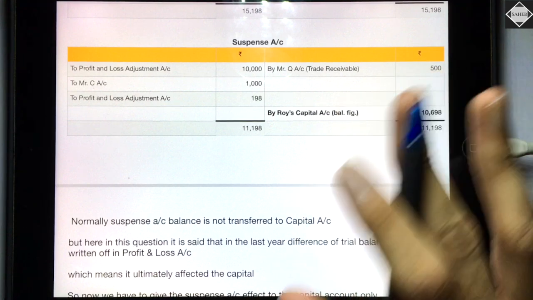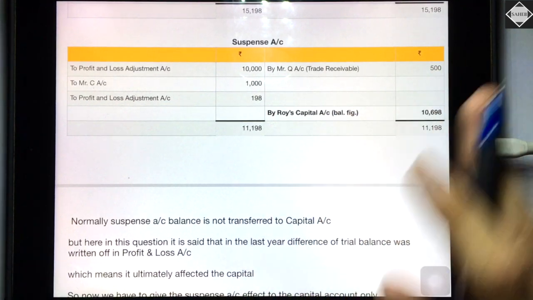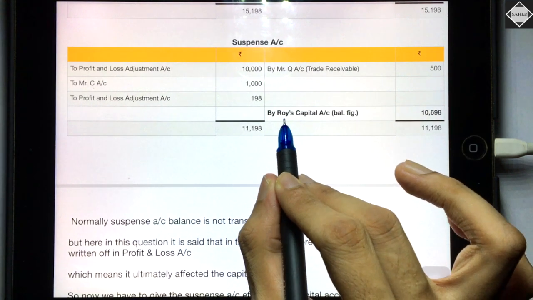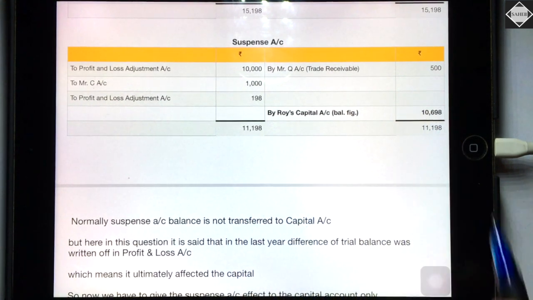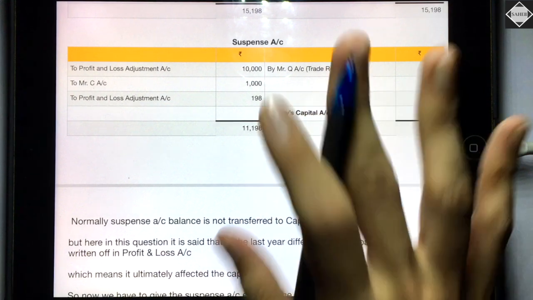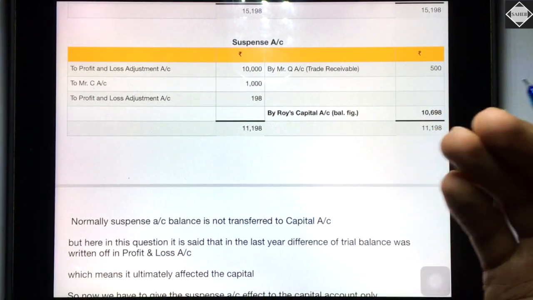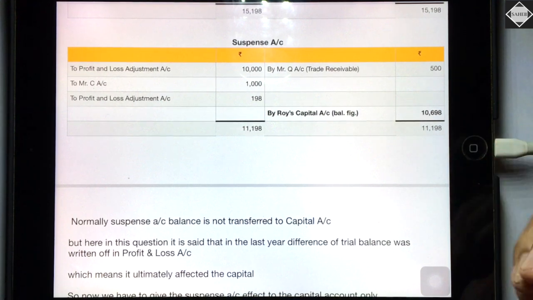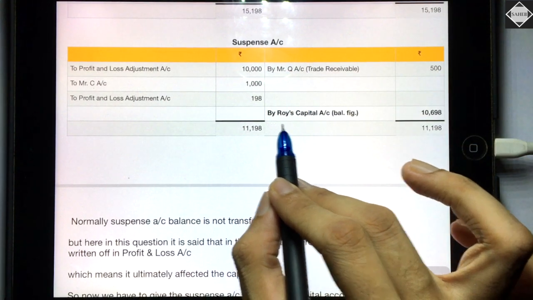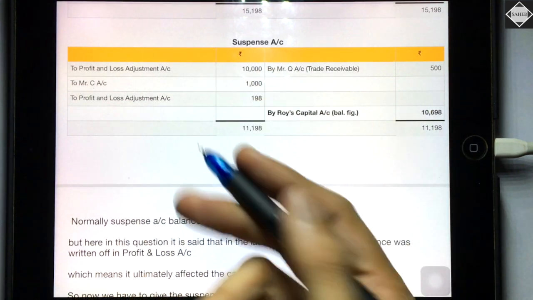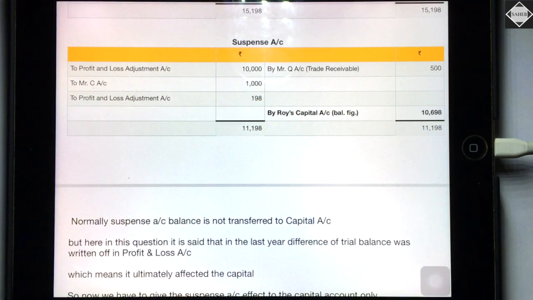But what is the normal procedure? Understand the normal procedure. The normal procedure is, I would have taken over here by balance c/d 10,698. That's the normal procedure. And in the study module also, I think practical questions number 2 and 4, there you will see the suspense account, they are taking the closing balance by balance c/d, or it can come over here also to balance c/d. Is that clear?